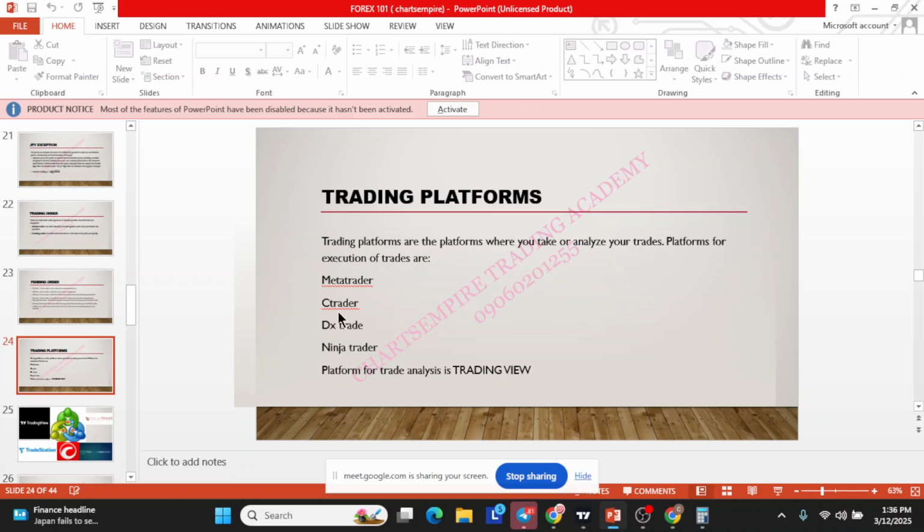We have cTrader, DXTrade, NinjaTrader. We have TradingView. In fact, there are still some other trading software where we can trade, but the one that most brokers use and that is very common is the MetaTrader application. So we also will be using the MetaTrader application to trade.